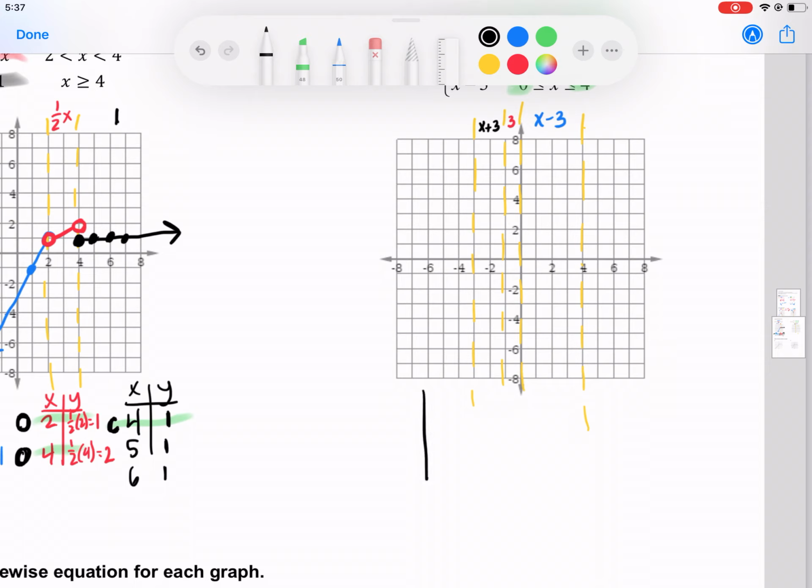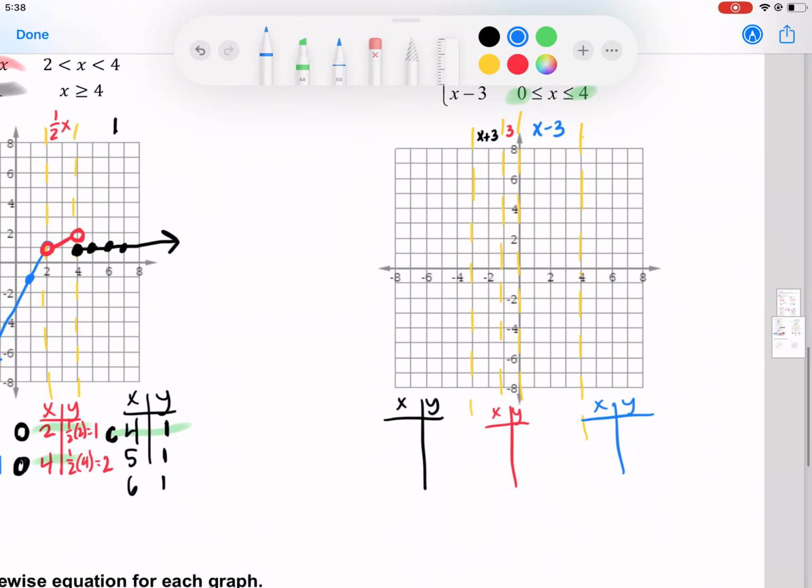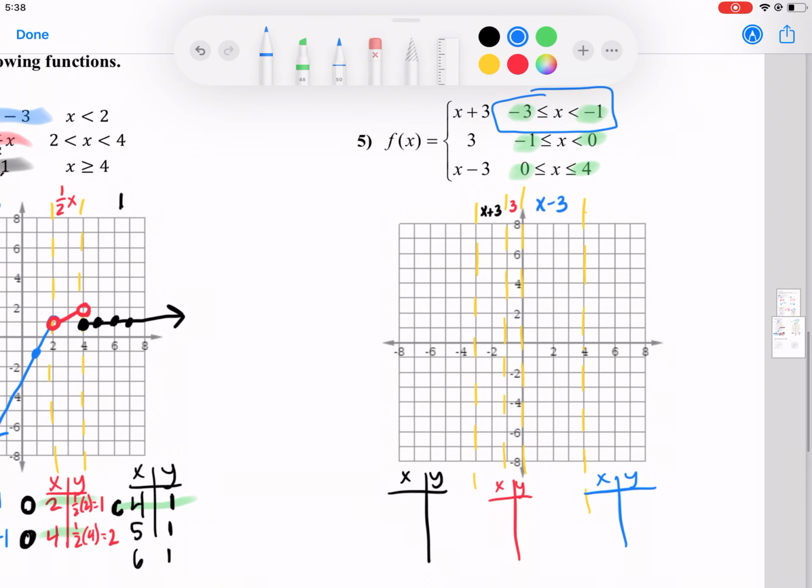I'm going to move my 3 tables so that I have some space to write in them. So let's look at the x plus 3. X plus 3, if you look back up here, it's between -3 and -1. So we need to make sure we put both of those. So we've got -3, -1, and we only need at most 2 on each table. So we're going to be done with this table. Let's go ahead and determine if they're open or closed while we're at it.